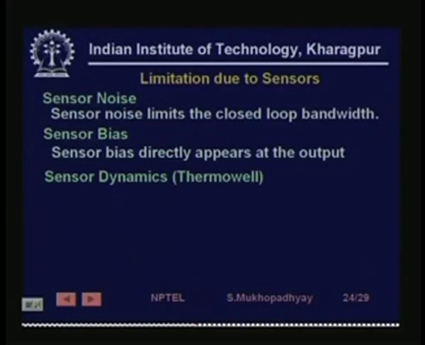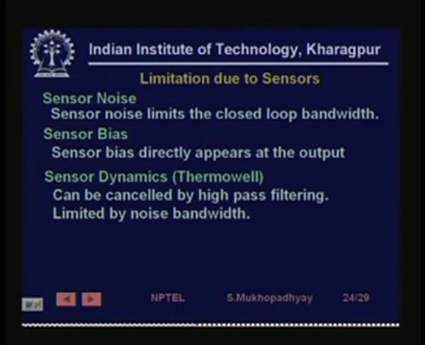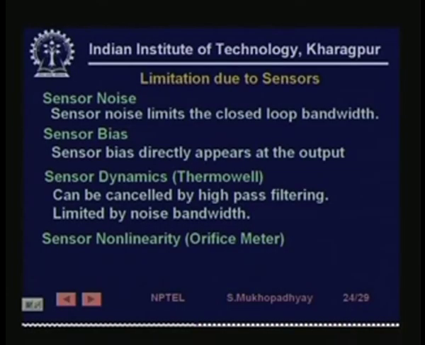Sensor dynamics: sometimes some sensors, for example thermocouples, are not directly put into the process, they are put through a well. For the heat to flow through the well, it takes time constants, and such time constants can cause stability problems, right. They can sometimes be cancelled by high pass filtering, but again that will build up noise. So, there is no escape, you have to pay prices.